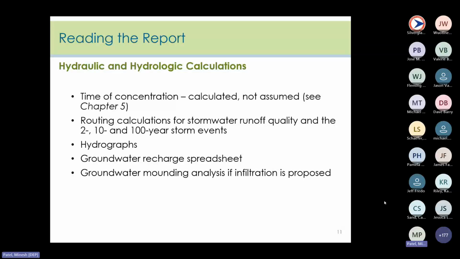But no matter the format, it's important to include all of this information, including stormwater routings, hydrographs, the groundwater recharge spreadsheet, the mounding analysis if it's applicable, and water quality calculations, and make sure it actually matches what's on the plans.